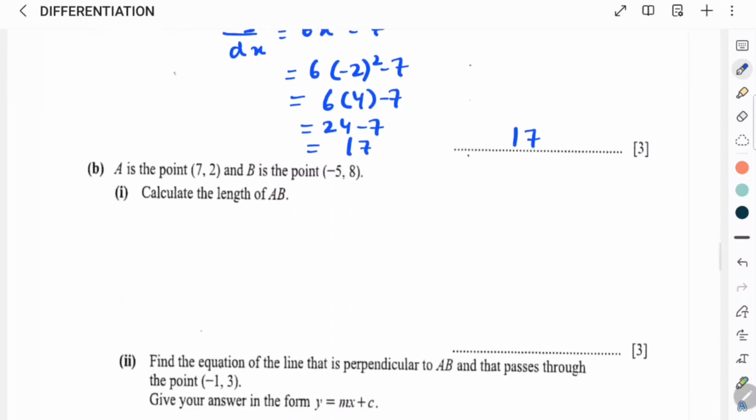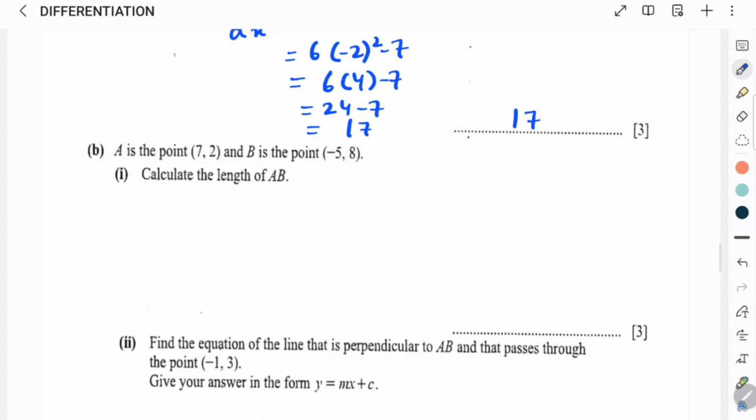Answer. A is the point (7, 2), B is the point (-5, 8). Calculate the length. It's a coordinate geometry question. The formula for the length is the square root of (x2 minus x1) whole squared plus (y2 minus y1) whole squared.